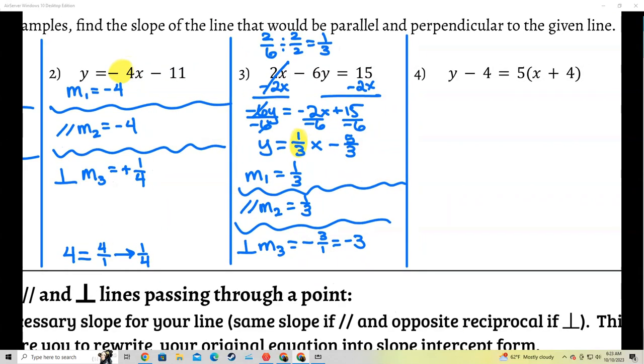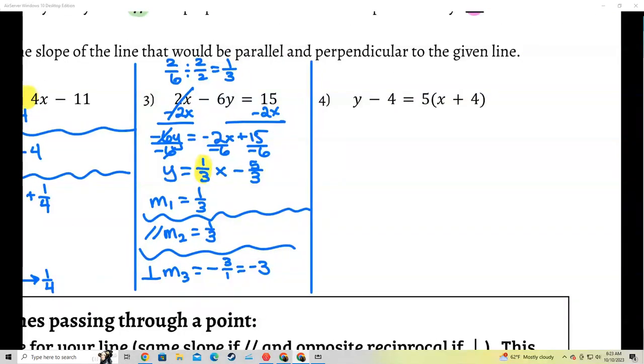All right, hopefully that made sense to you. We're almost done with this first part. I got y minus 4 is equal to 5 times parentheses x plus 4. I want to go ahead and find the parallel slope and the perpendicular slope. This isn't in y equals mx plus b form, so if you don't recognize that the slope is 5, you've got some work to do. We're going to go ahead and distribute that 5. This becomes y minus 4 is equal to 5x plus 20.